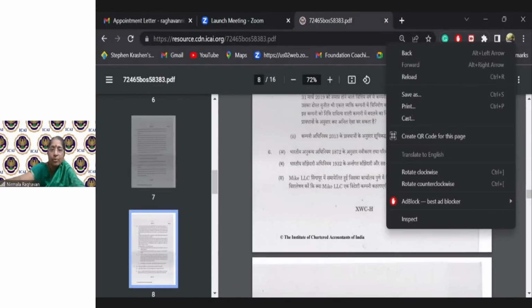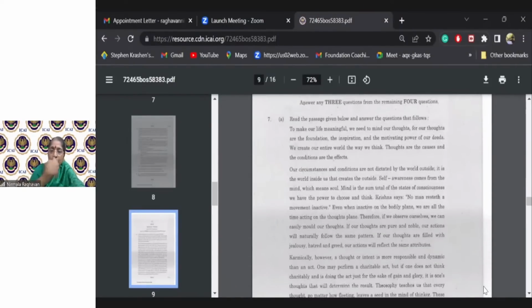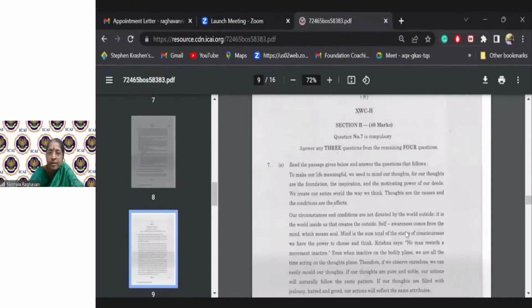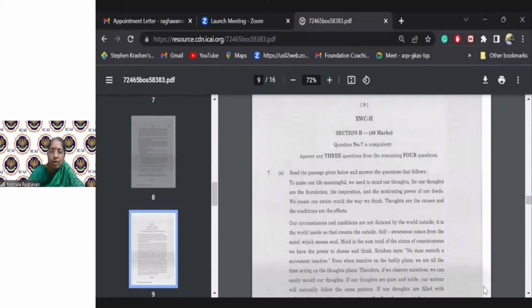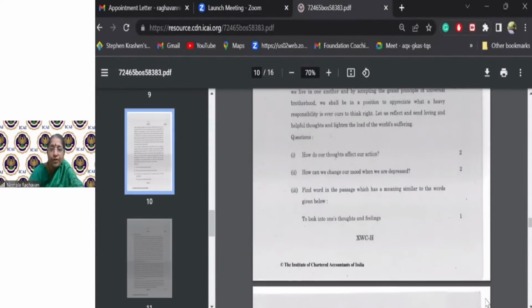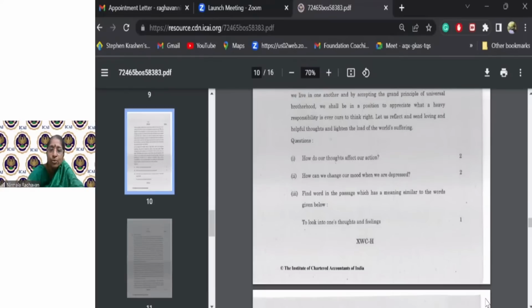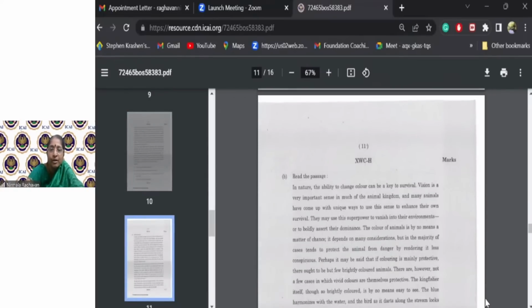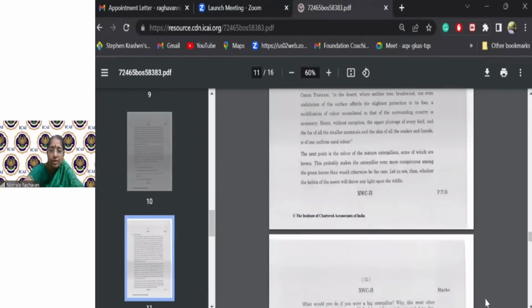I hope all of you are with me, right? And here starts the BCR paper. The first question, number 7 in your paper, is mandatory, without which your paper will not be valued. You must attempt that question. After every 5-mark question, you have a short answer question and a grammar and vocabulary test.